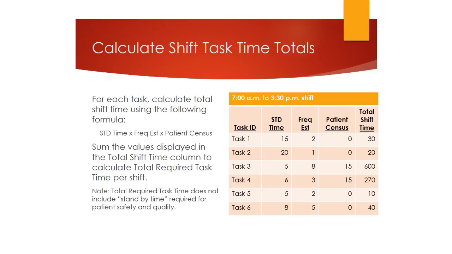Now we're going to calculate shift task time totals. For each task, calculate total shift time using the following formula: standard time times frequency estimate times patient census. Sum the values displayed in the total shift time column to calculate total required task time per shift. It's important to note that the total required task time does not include standby time required for patient safety and quality.